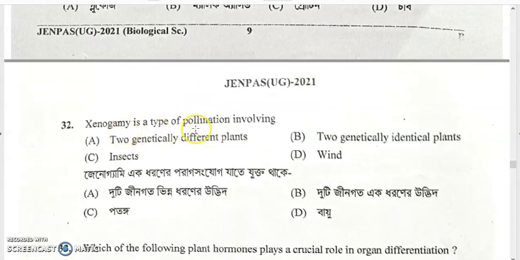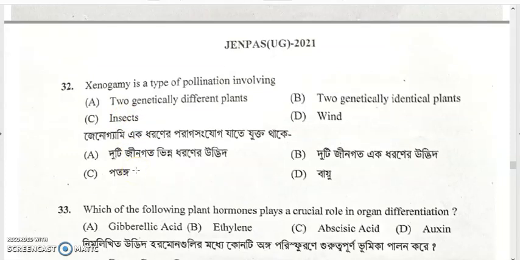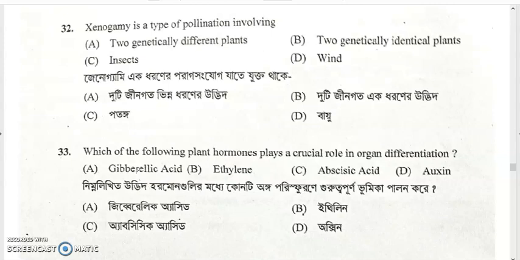Now, xenogamy is a type of pollination involving two genetically different plants. B, two genetically identical plants. C, insect. D, winds. Xenogamy is pollination that involves two genetically different plants.